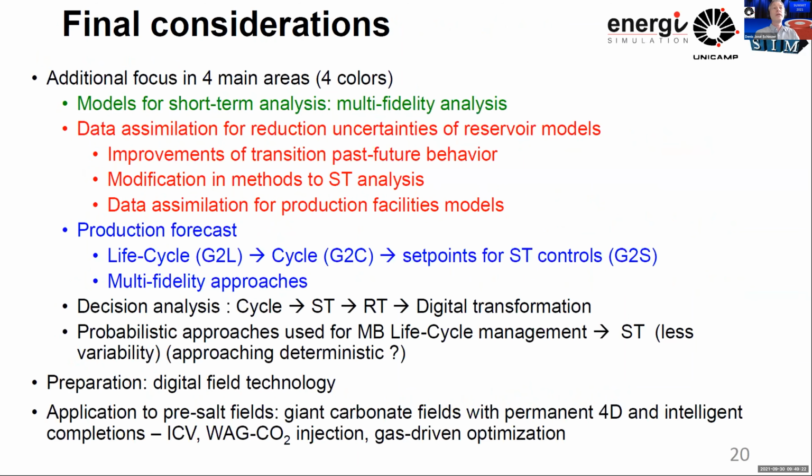So to conclude, the idea here is to change what we were doing before in the closed loop model-based analysis. We changed all four colors here. I'm summarizing the changes here. In the green colors, we not only change the models to improve the quality of the short-term forecast, but we are also introducing some multi-fidelity analysis here, so using our models with different fidelities for each objective.